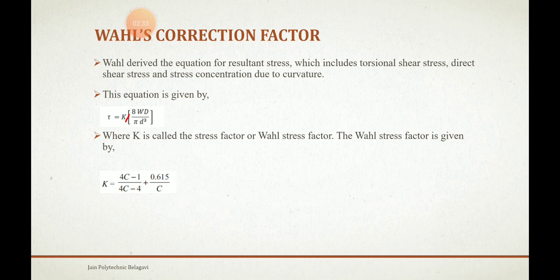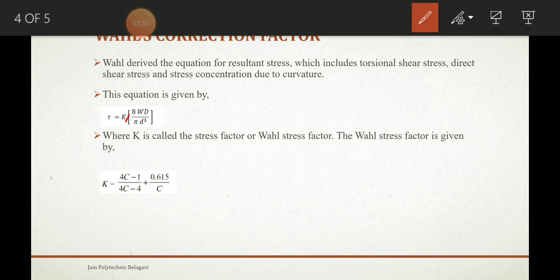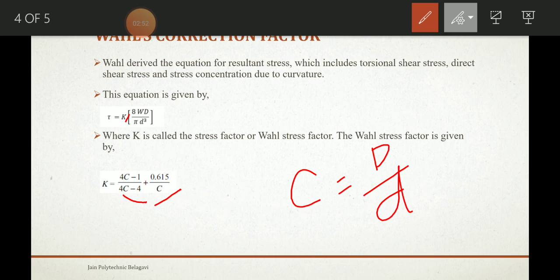K equal to (4C minus 1) divided by (4C minus 4) plus 0.615 divided by C, where C is called the spring index, which is the ratio of the diameter of the coil to the diameter of the wire.